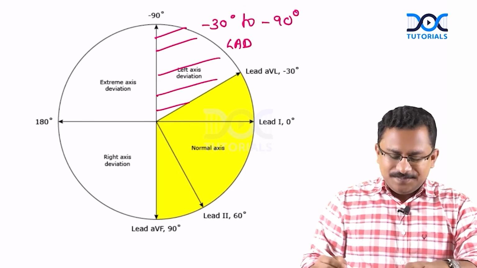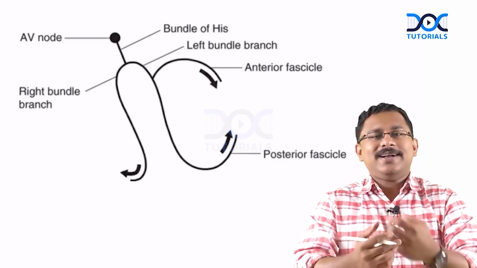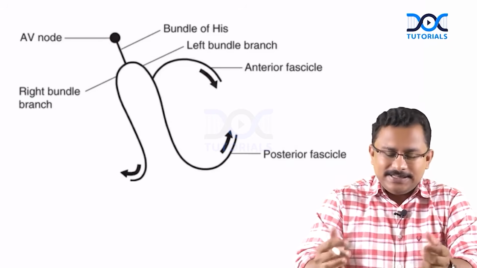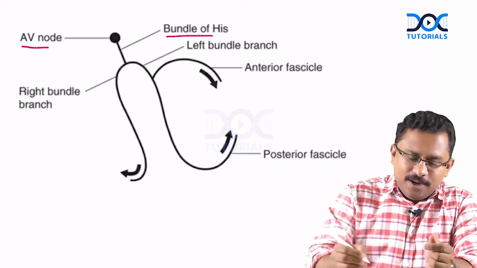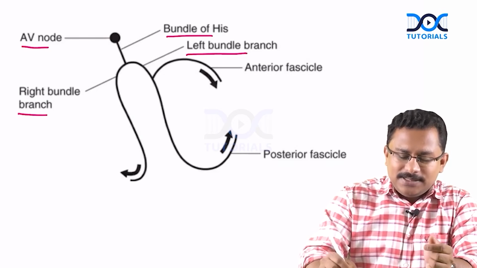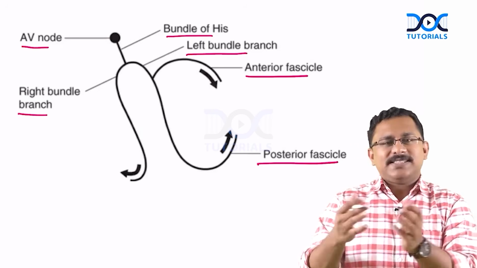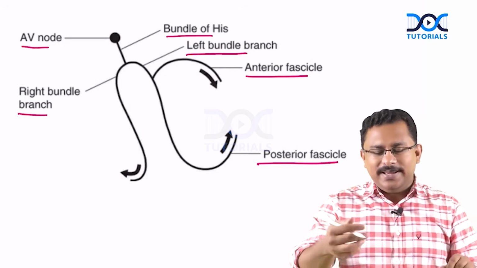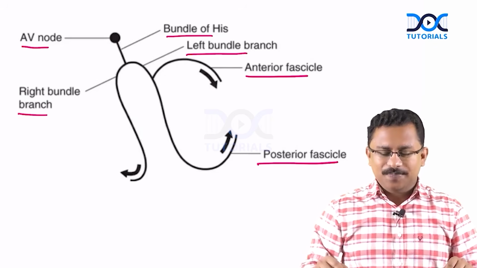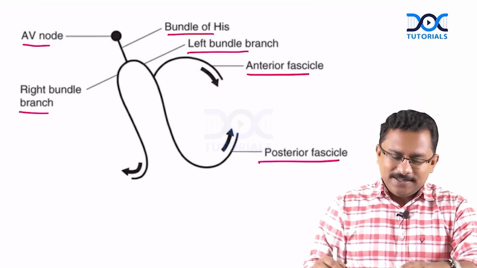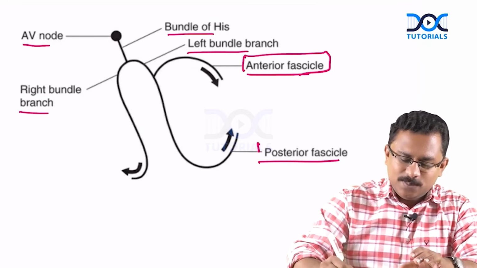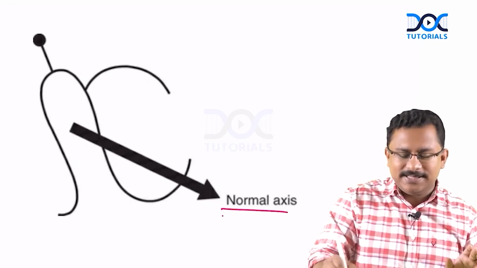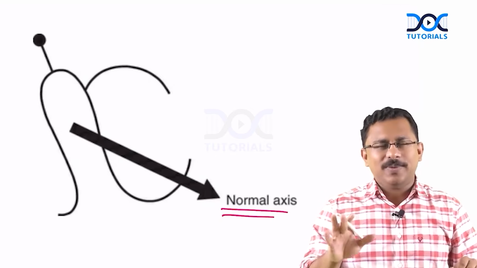Now I'm going to talk about the conduction abnormality. The first figure I'm showing you is a normal conduction system where you see the AV node, bundle of His, right bundle branch, left bundle branch. It has an anterior fascicle and posterior fascicle for the left bundle branch. And you are seeing the direction of the depolarization wave spreading across the bundle branches as well. Now have a close look at the anterior fascicle as well as the posterior fascicle. In a normal individual, the net axis will be in this direction, correct? We've already seen that normal conduction.